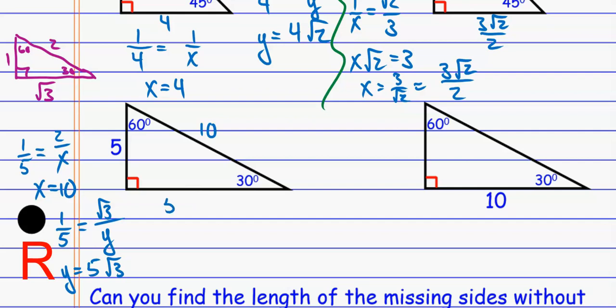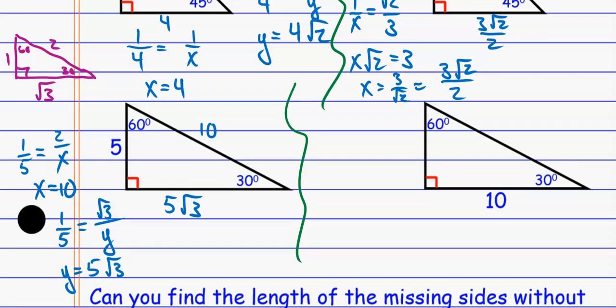And so right away, because this thing is similar to the original, if I remember that pattern of 1, 2, root 3, then I can easily come up with the missing side of any 30, 60, 90 triangle because it's proportional. It's similar to that original triangle. Next one, same kind of thing.